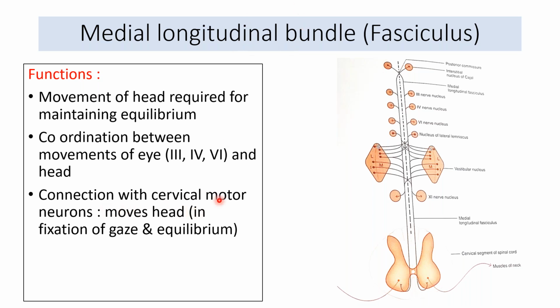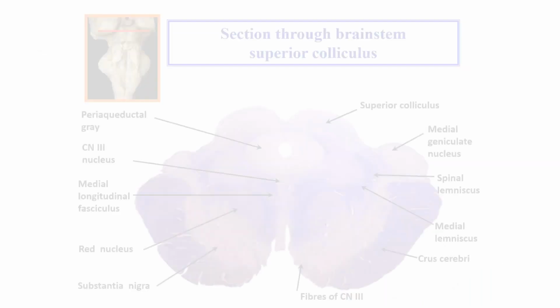And because of the connection with the cervical motor neurons, the movement of head is brought about in fixation of gaze and equilibrium. So fixation of gaze and equilibrium, the movement of head in response to that, this is the function of the medial longitudinal bundle.